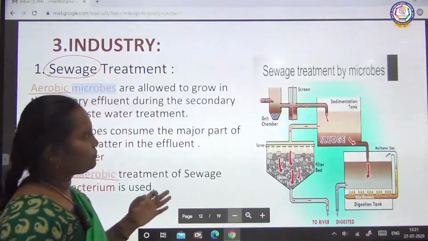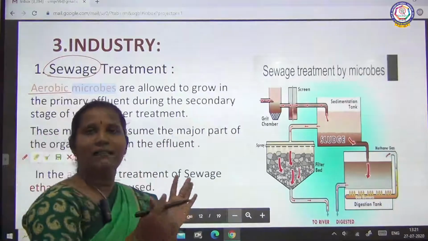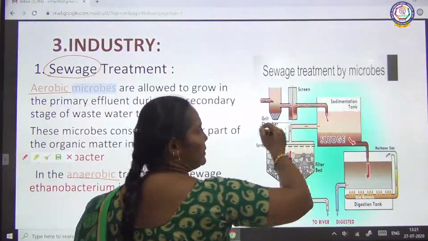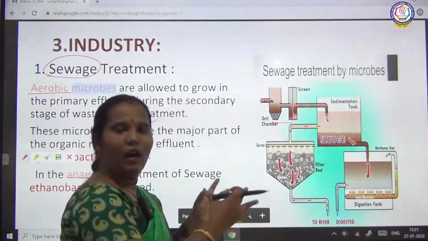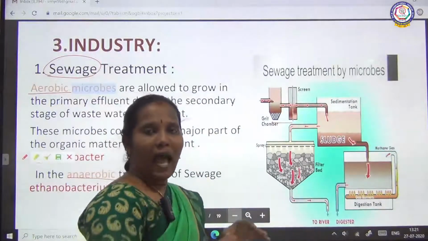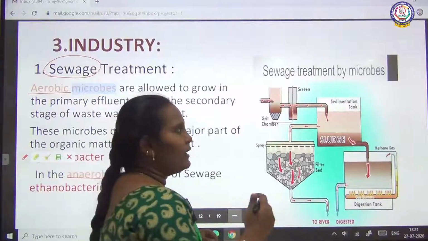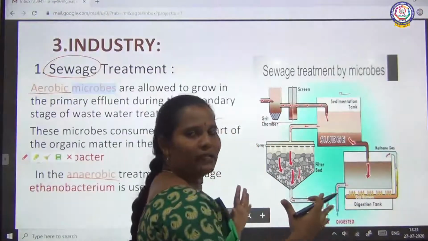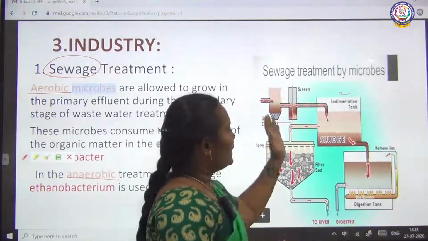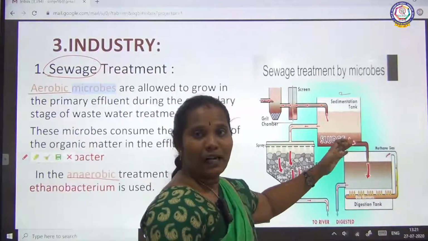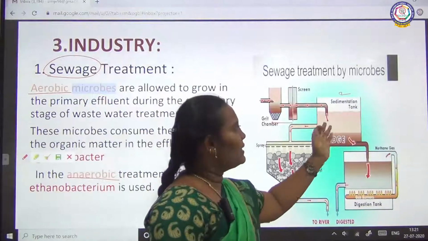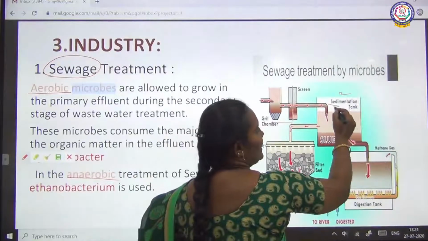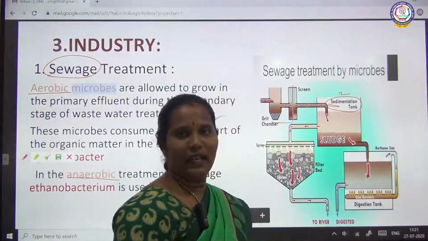See here. First, the waste waters are let out and collected in the first chamber. After the water is collected, it is allowed to go to the second chamber, which means the second tank. The waste waters are collected in the second tank. This second tank is called the sedimentation tank.